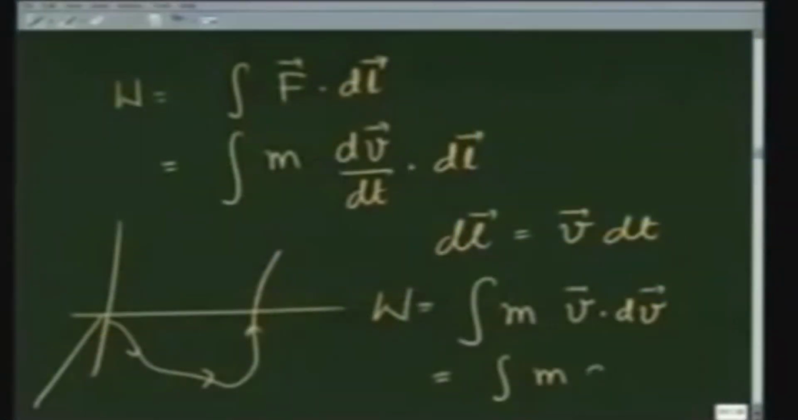and this is nothing but integration m d(v square) over 2. When integrated over, it gives me work is equal to half m v final square minus 1/2 m v initial square, and the work as defined is F dot dl, moving over a curve C from point 1 to point 2, is equal to delta KE.